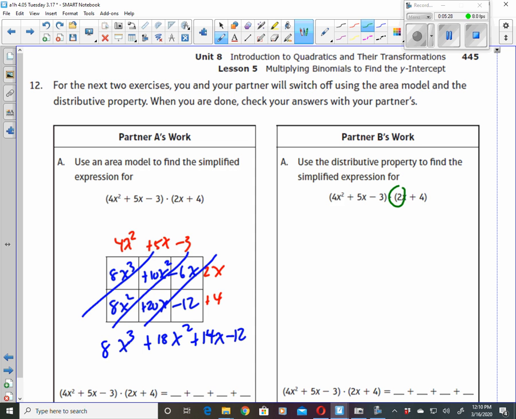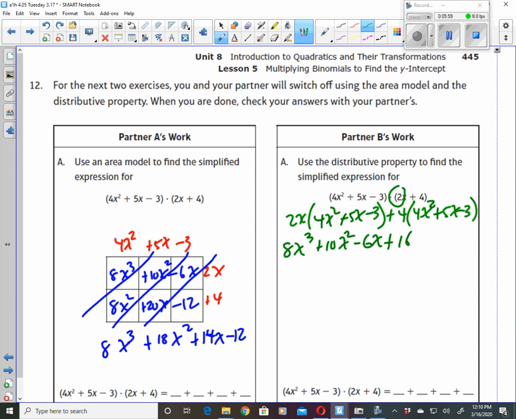I'm going to use that term first. So 2x times 4x squared plus 5x minus 3 plus 4 times 4x squared plus 5x minus 3. Distribute, we got 8x cubed plus 10x squared minus 6x plus 16x squared plus 20x, 4 times 3 is negative 12.